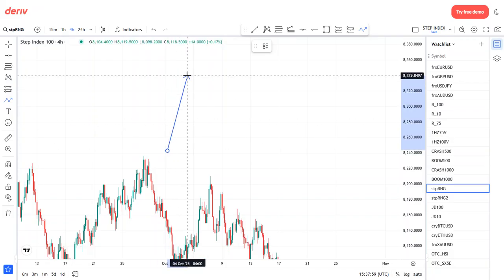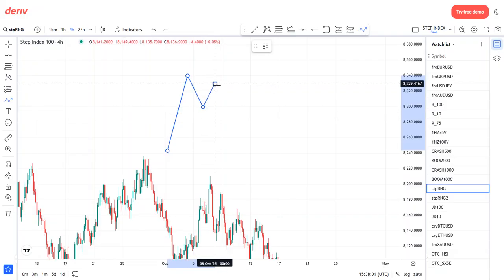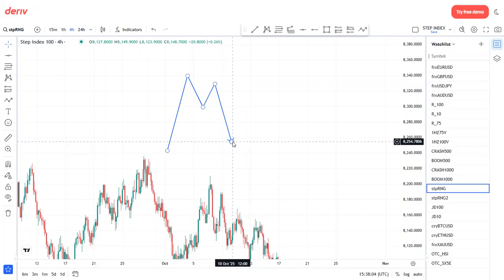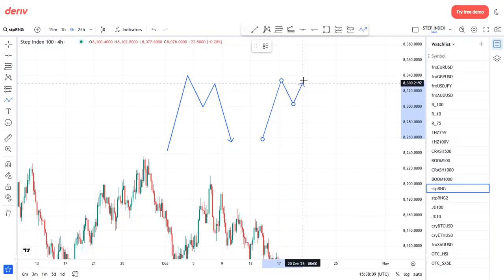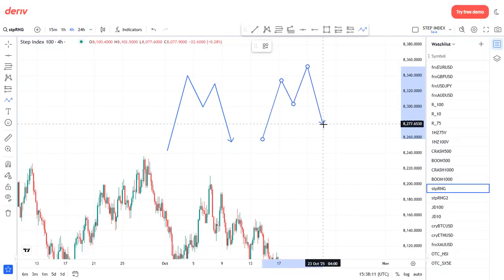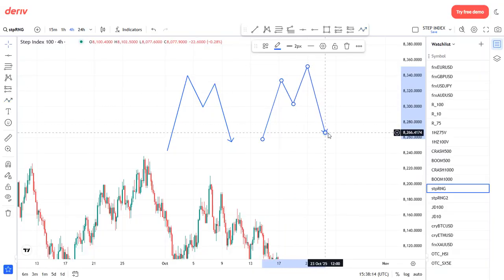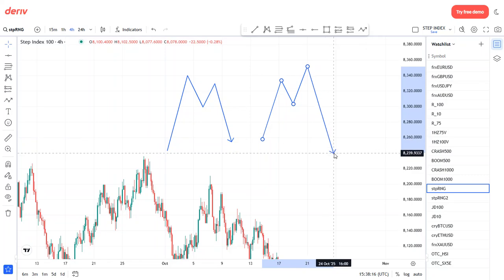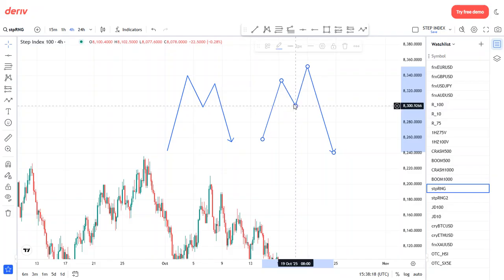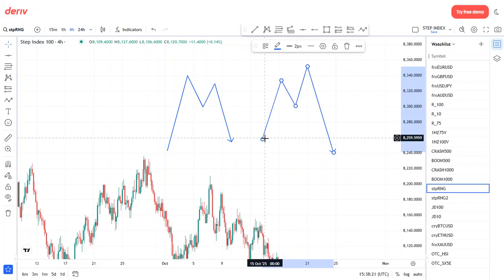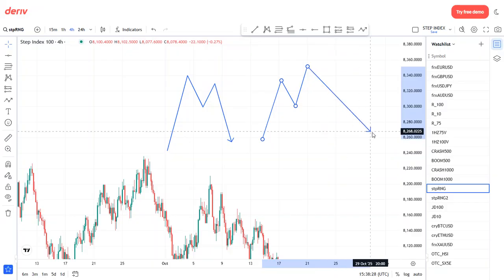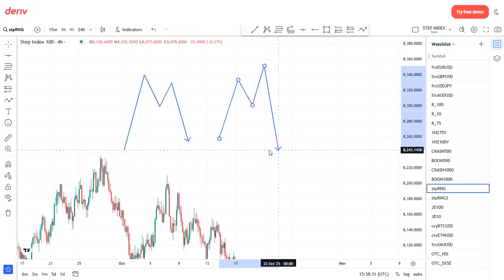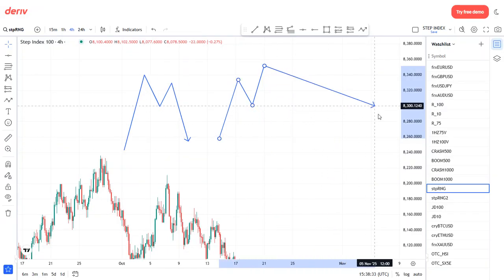For the bat pattern, we're looking at something like this. For a bat pattern, 0.886, right? For a shark pattern or cipher, we're looking at something like this. It could be 0.886 or it could be 1.13. And then for cipher, for shark, for butterfly, and for deep crab and crab, there is no structural assessment, in the sense that it can form like this, it can form like this, it can form like this.